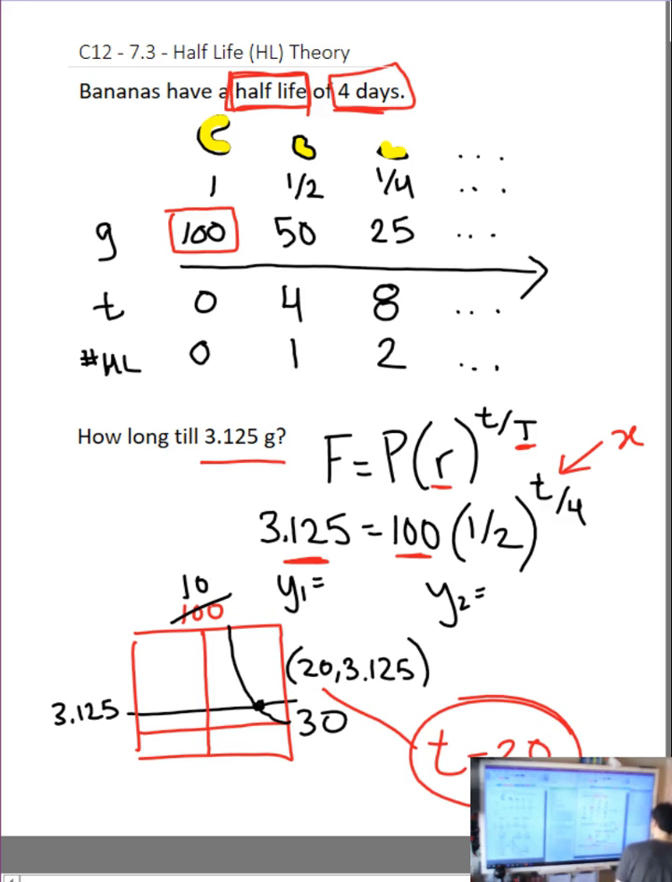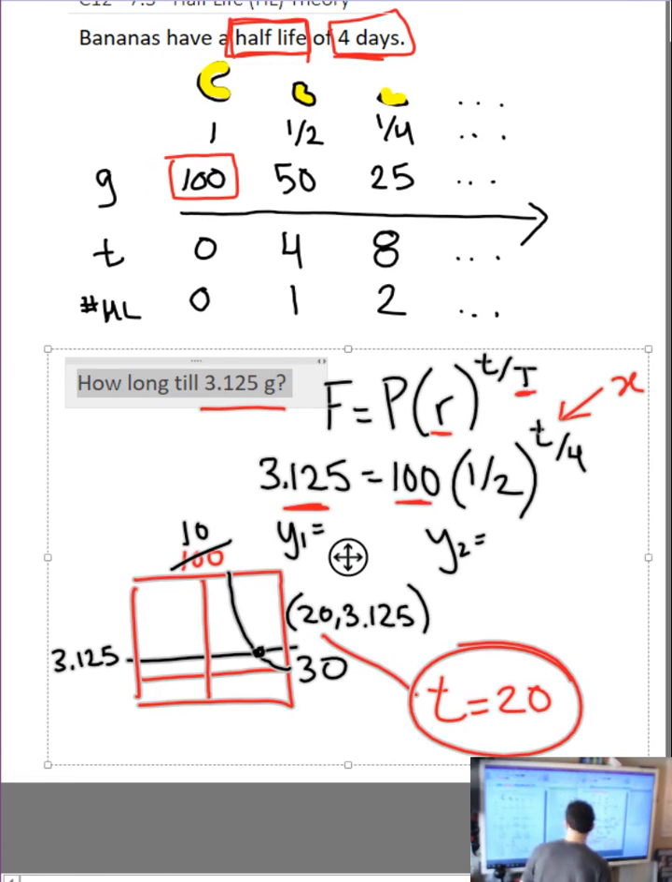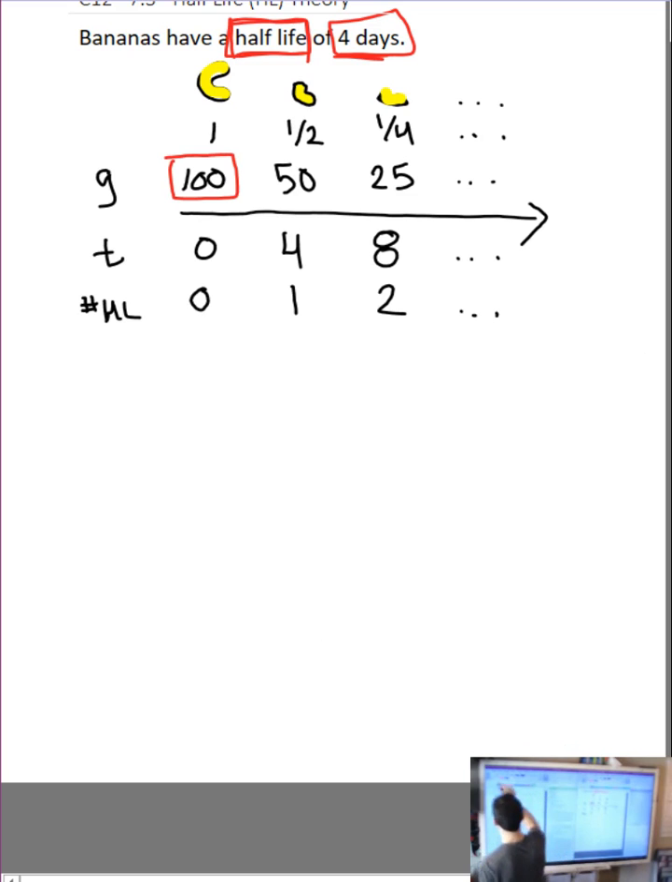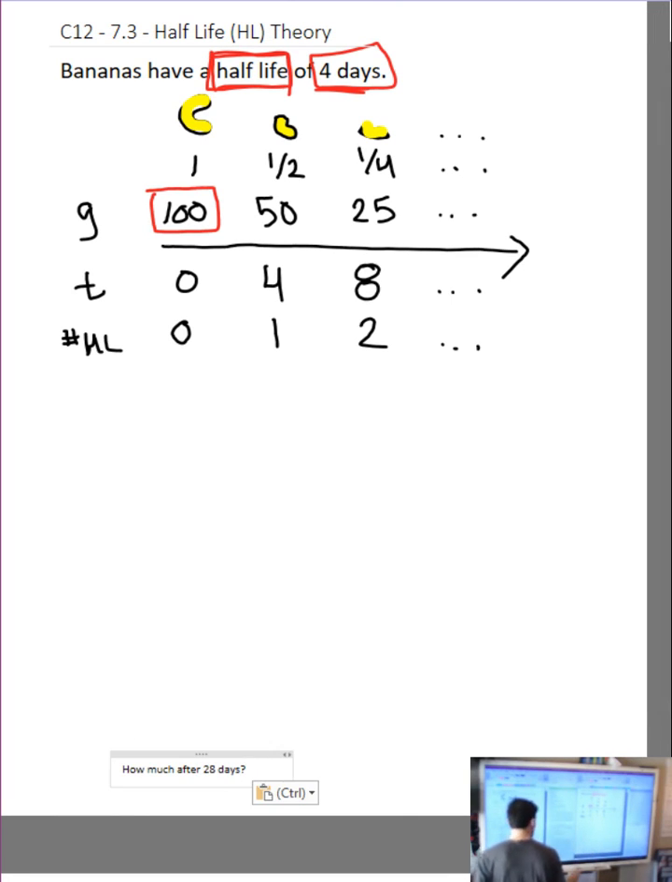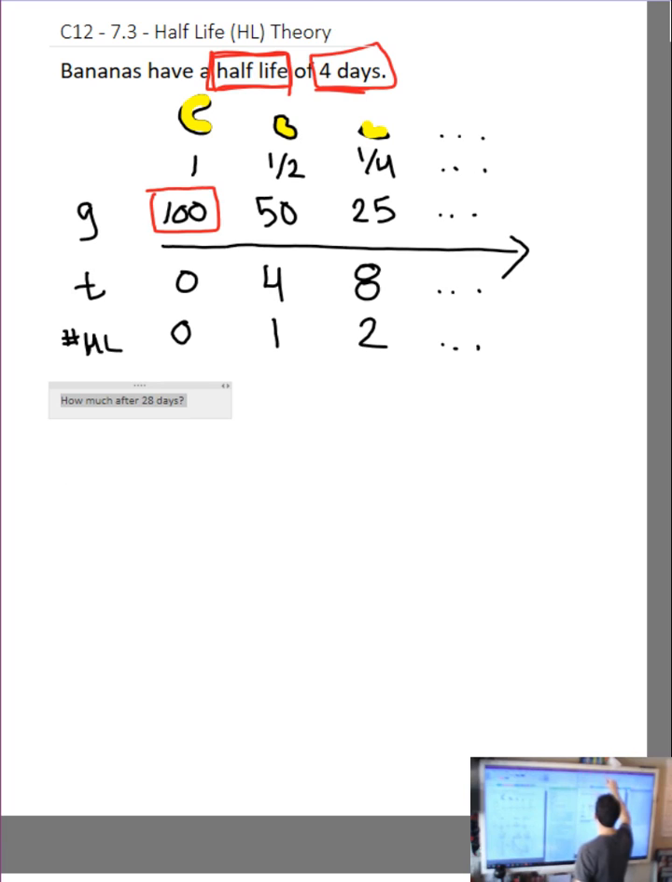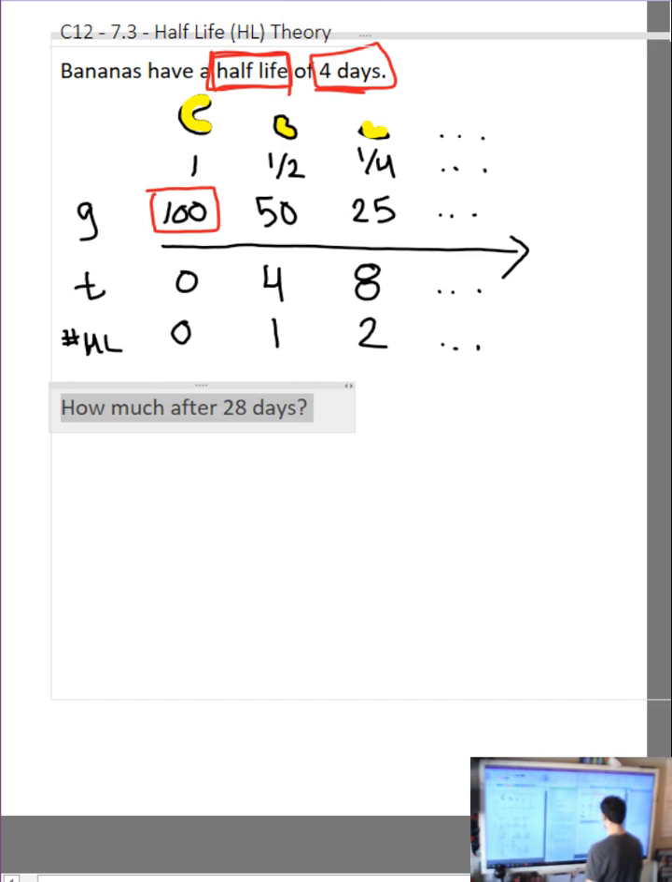Now in the notes, you can see how I've continued that number line, and you can see how it all actually works. So I'm going to leave that number line set up, and I'm going to do another question based on that number line. So how much after 28 days? So now a similar type of question, but not exactly. So how much after 28 days? So let's get that a little bit bigger. Perfect.